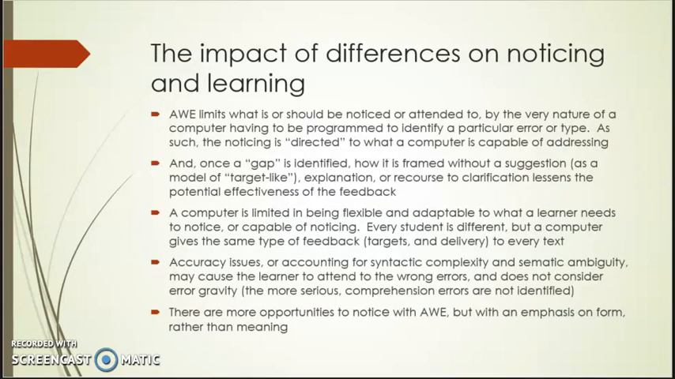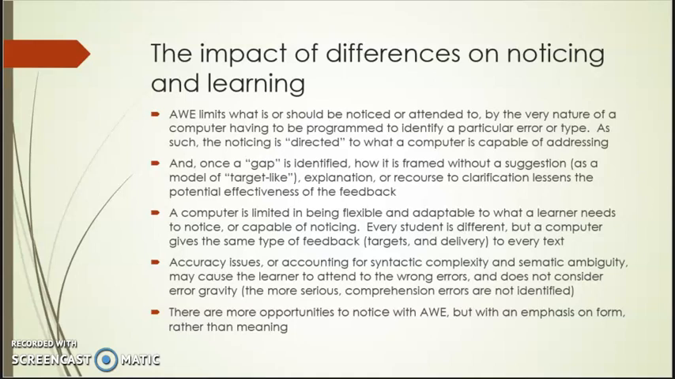The impact of differences on noticing and learning. Automated writing evaluation limits what is or should be noticed or attended to by the very nature of a computer having to be programmed to identify a particular error or type. As such, the noticing is directed to what a computer is capable of addressing.